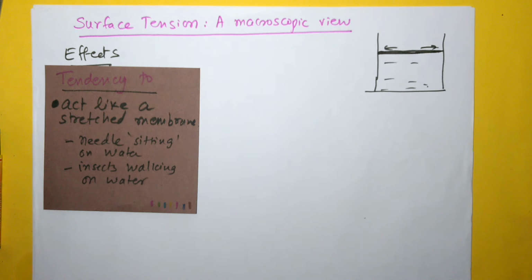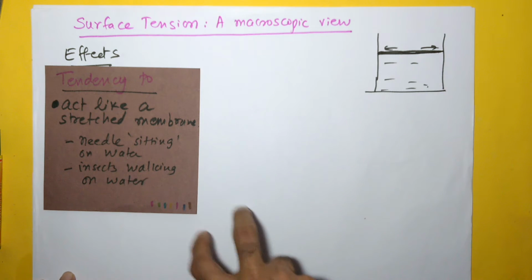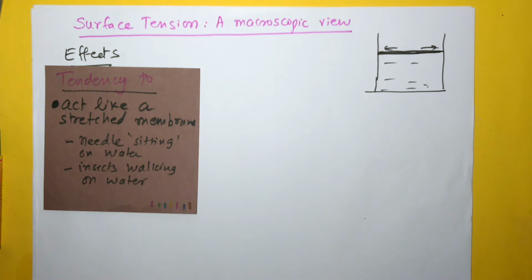As I said earlier, why is it happening? Why does surface tension come into play? We'll be discussing that later on in the next video. Right now I'm just trying to look at what the effects of surface tension are and how we see surface tension in real life. So this is the first effect of surface tension, and the examples I have mentioned over here.